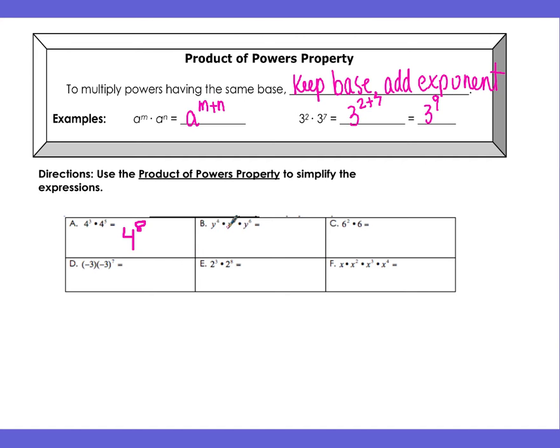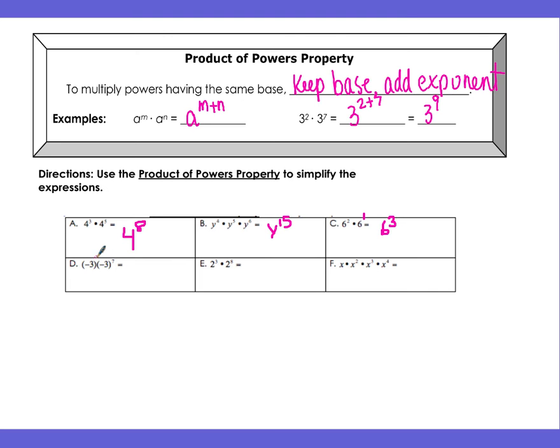So y to the 4th times y to the 5th times y to the 6th. We've got 4 plus 5 is 9. 9 plus 6 is 15. So y to the 15th. C is 6 to the 2nd times 6 to the 1st. So remember I talked about how if you don't see it, it's really a 1. So 2 plus 1 is 3.